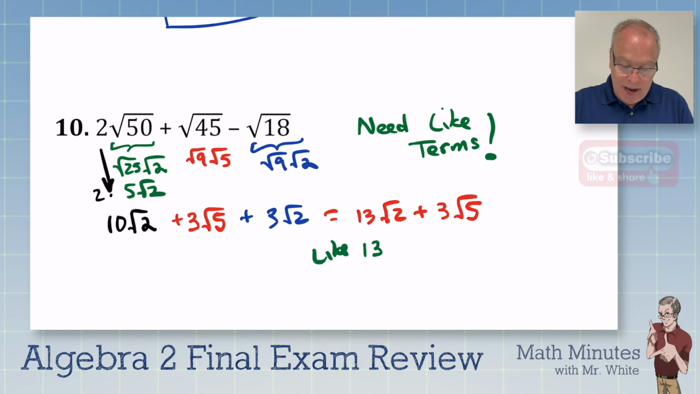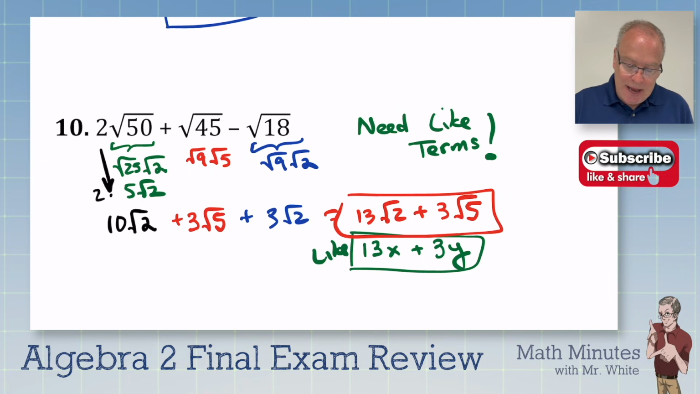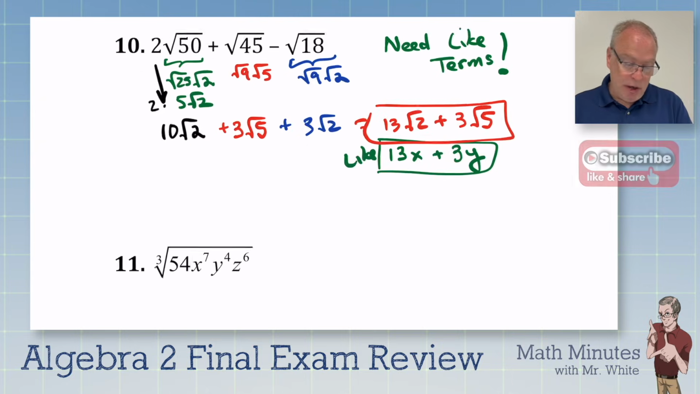It's sort of like 13x plus 3y. Would you write 16z or something else? No. You would just say, that's my answer. Okay, so this is my answer. Radical 2 is not the same number as radical 5, so it's as though they are different variables, x and y. They can't be combined, and we're done.